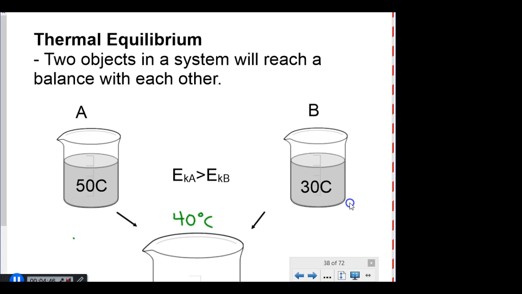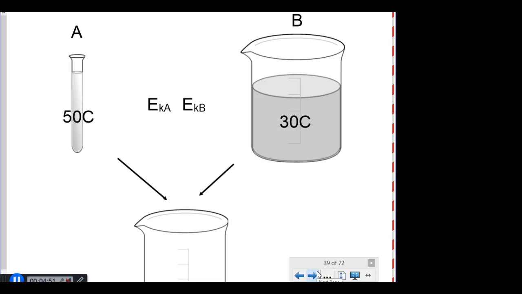What if I change it a little bit? What if I say something like this? Let's say I have a test tube of water at 50 degrees Celsius, and I have a beaker of water at 30 degrees Celsius. What do you think the temperature is going to be when I mix them together? Okay, so why not 40 this time? Exactly. So the amount of stuff matters.